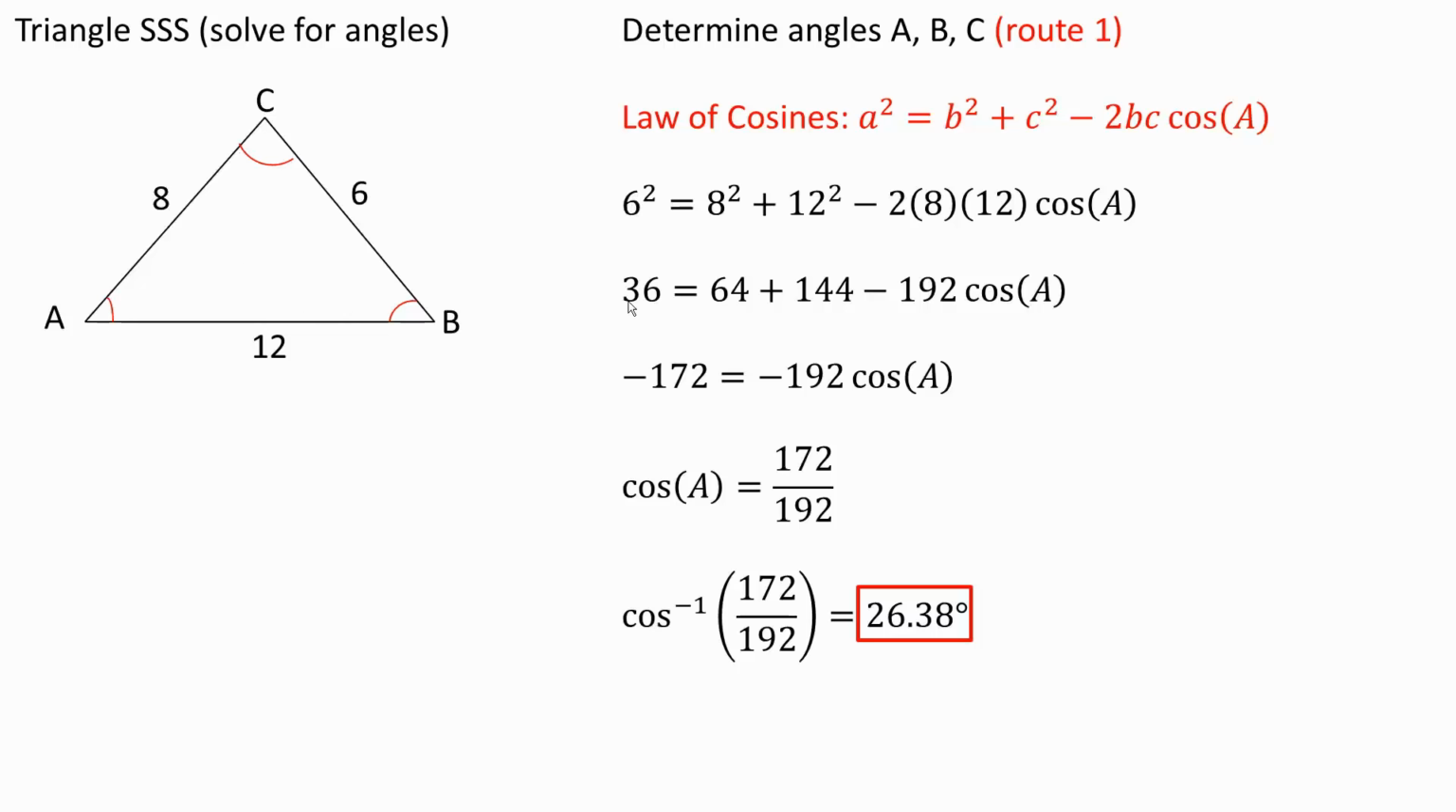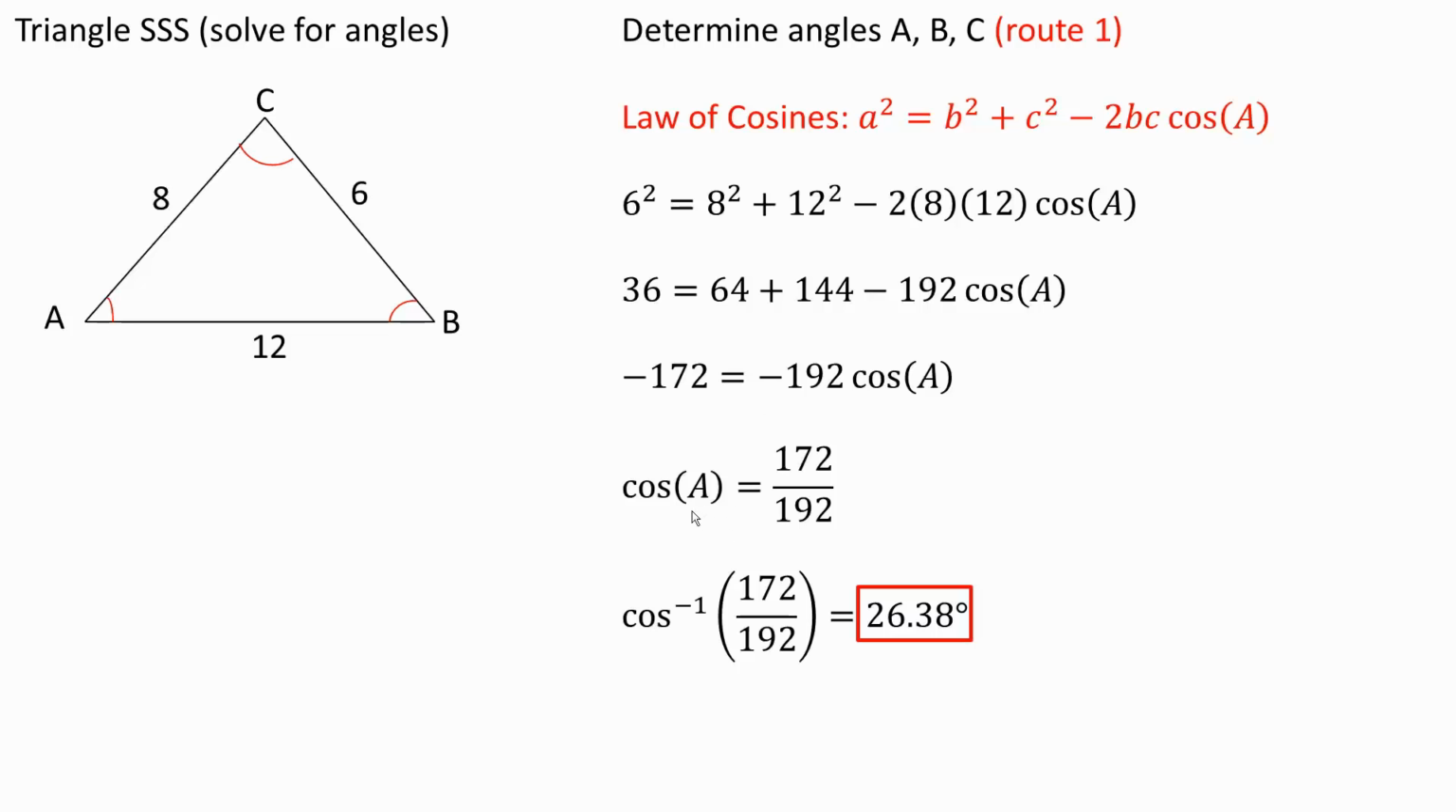So 6 squared is 36, 8 squared is 64, 12 squared is 144, 2 times 8 is 16, 16 times 12 is 192. So we have a negative 192 cosine A. Next we will subtract. So 36 minus 64 minus 144, and we would get negative 172 is equal to negative 192 cosine A. Next we can divide by negative 192 on both sides, and so we would get cosine A is equal to 172 divided by 192.